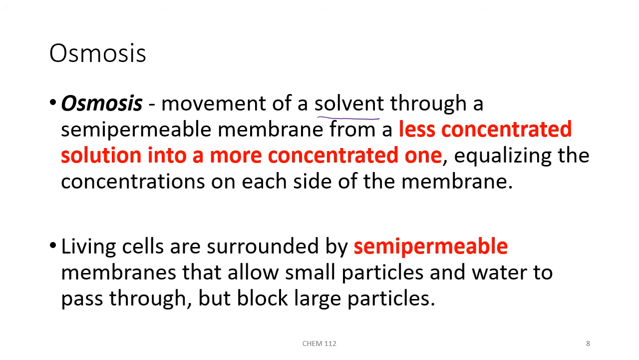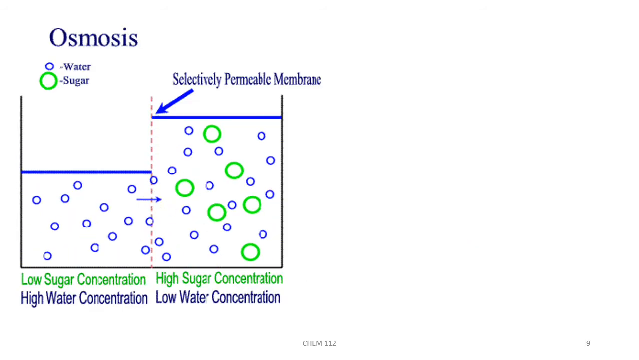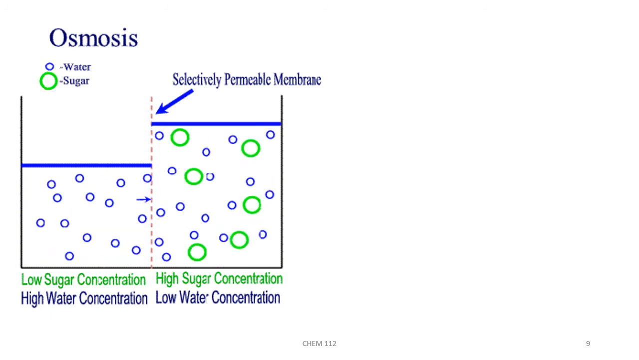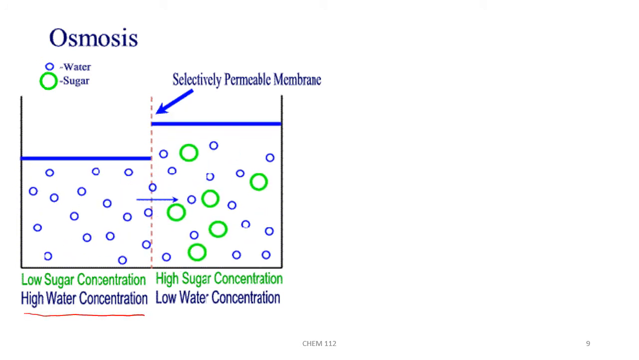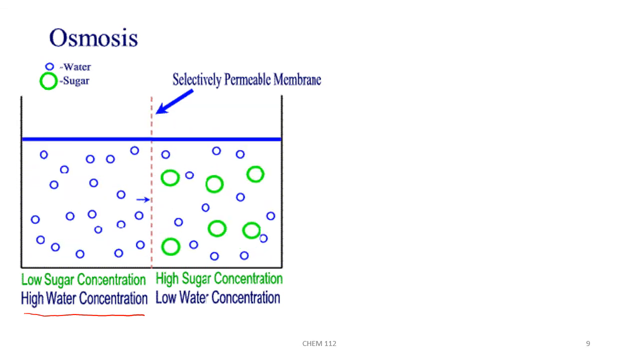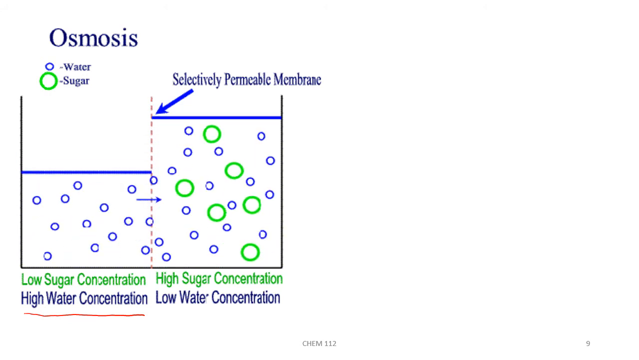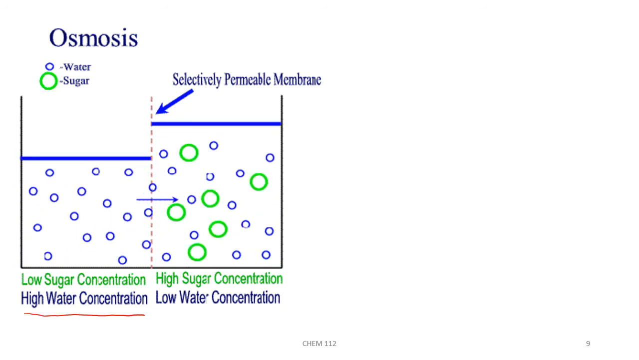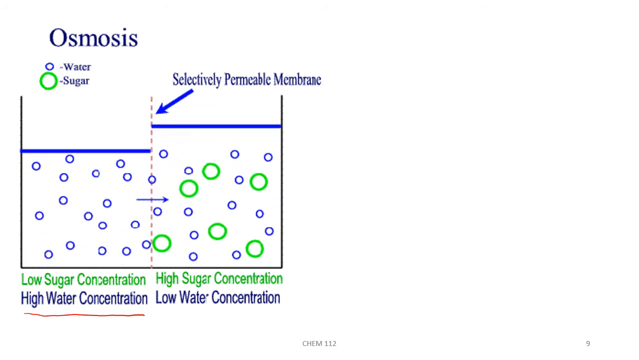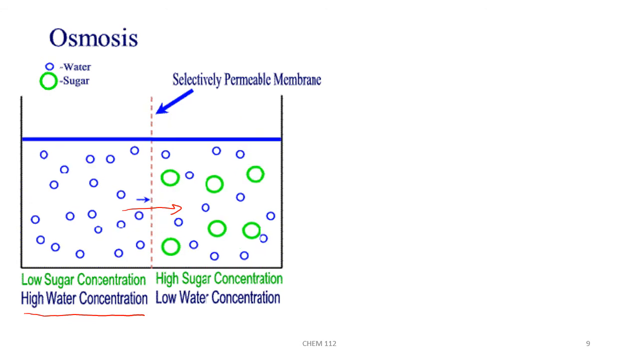Living cells are surrounded by semi-permeable membranes. They allow the passage of small solvent particles, but they block larger solute particles. The picture on the left shows us what happens during osmosis. On the left-hand side, we have a chamber that contains pure solvent. So that would be the one they're referring to as low sugar concentration, where the green circles are representing sugar particles. It's separated from the right-hand chamber by a selectively permeable membrane, or a semi-permeable membrane, sometimes called an osmotic membrane. This is a membrane that will only allow the water particles or the solvent particles to pass through from the left-hand to the right-hand side.